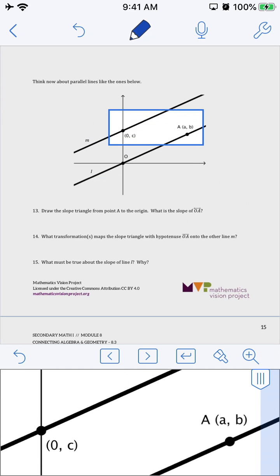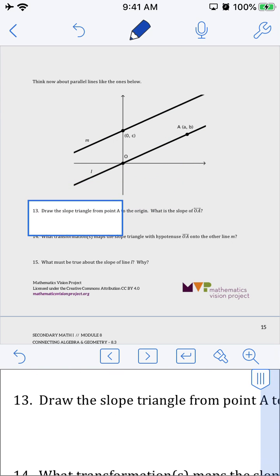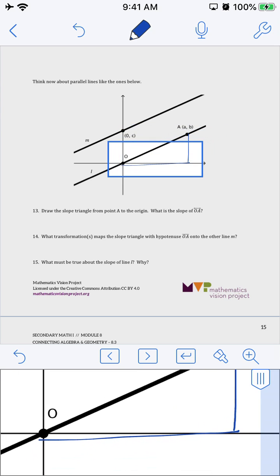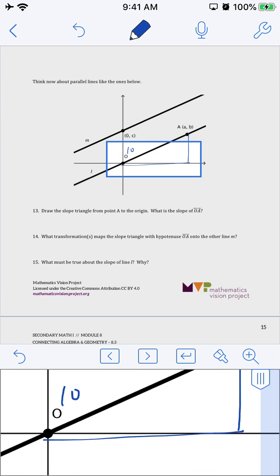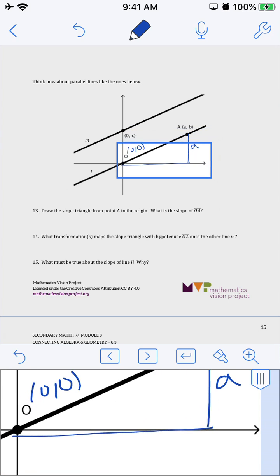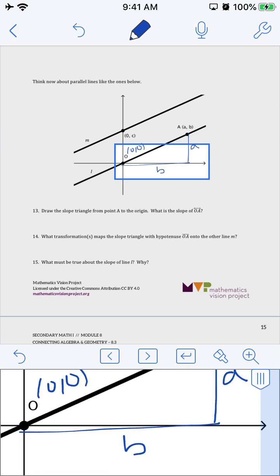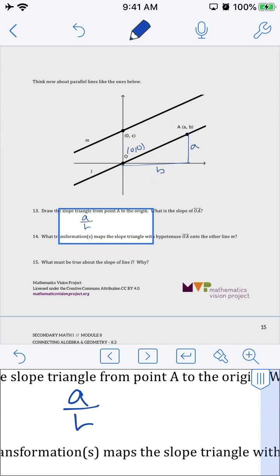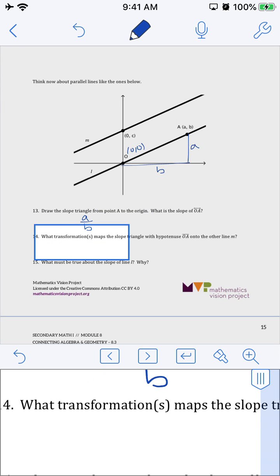Alright, cool. So we have this point here, 0C and AB. Draw the slope from point A to the origin. What is the slope? Draw that same triangle. And it looks like, since it's the origin, we know this is 0, 0. We get A, and down here, B. And so the slope would be rise over run, A over B. Beautiful.